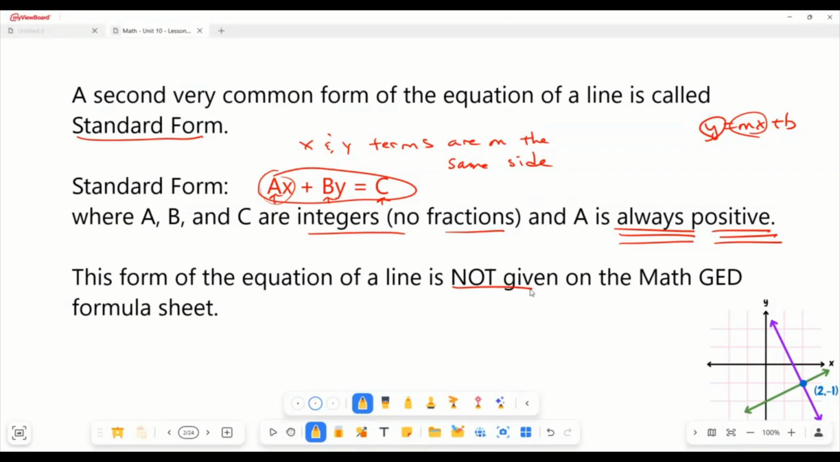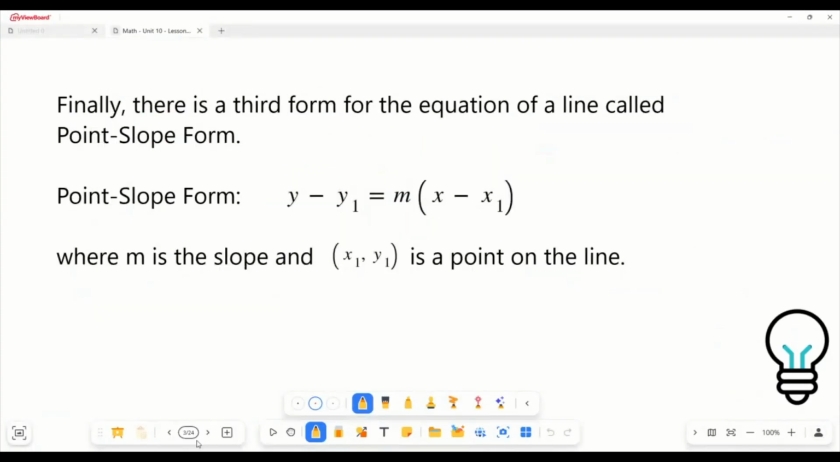Unfortunately, this form is not on the GED. They do not give you the formula for standard form. And then there is a third form. It is called point slope. Where m is the slope and the point x1, y1 is a point on the line. So m is the slope.